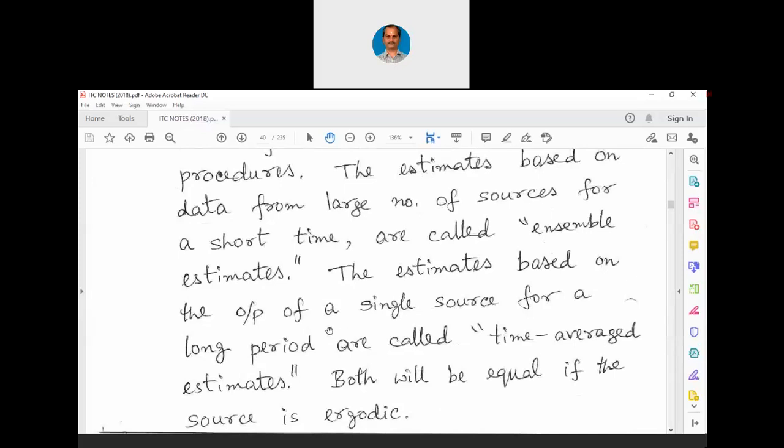Estimates based on the output of a single source for a long period are called time averaged estimates. Both will be equal if the source is ergodic. Why? Because in the ergodic process, anyhow time is being averaged. So both will be equal.